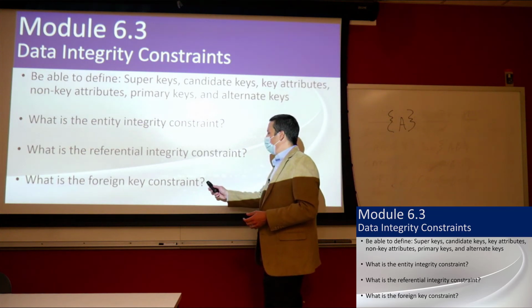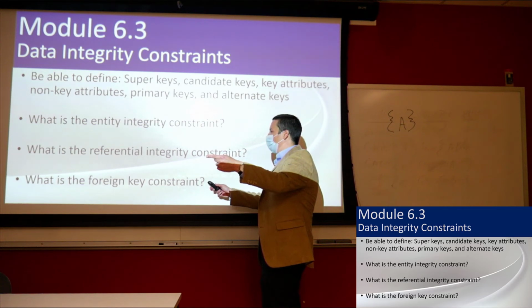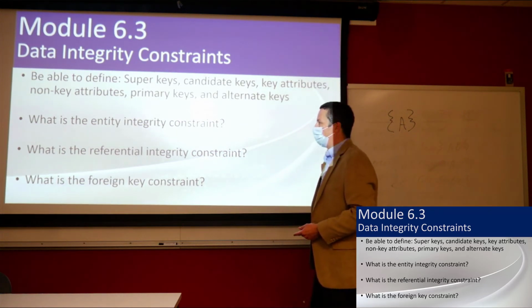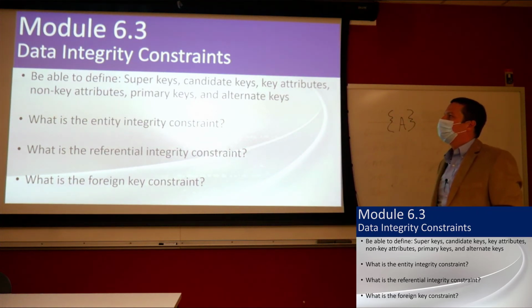That foreign key constraint is what actually makes the referential integrity constraint work, because we can't have a value of a foreign key that's not in the domain of values of the candidate key that we're referring to. Otherwise, we would be trying to refer to a tuple that doesn't exist, violating our referential integrity constraint. Whew, it's a lot of words.